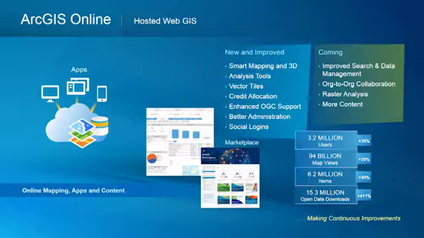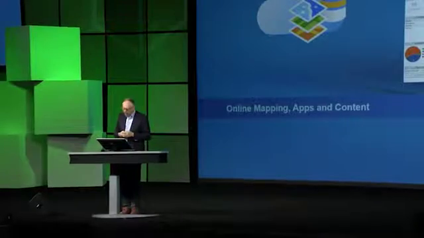The second main foot on this pillar, on this component of the overall system, is ArcGIS Online. And this is hosted GIS. Here we've done a lot of work in the last year. Again, introducing smart mapping tools, vector tile support, social logins, and so on. This system is trending. There are now over 3 million users that subscribe to it.